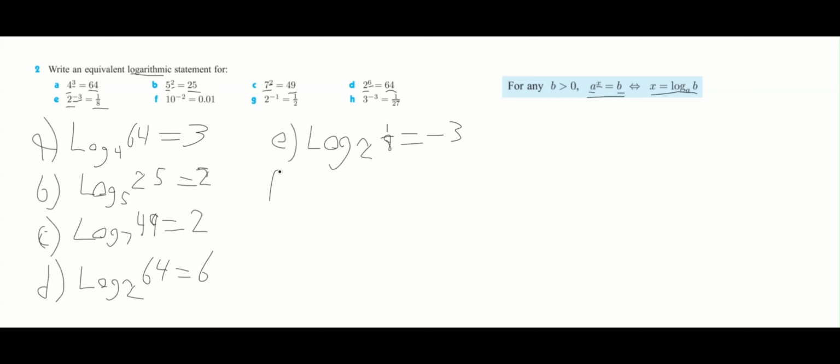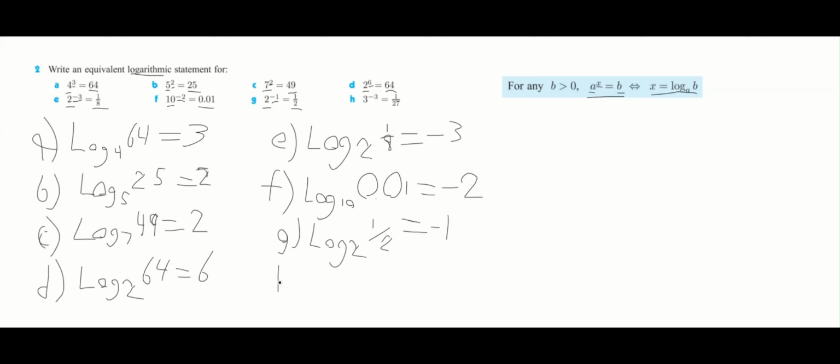And again on F, A is 10, X is negative 2, B is 0.01. So it's log base 10, 0.01 equals negative 2. And then G, so A is 2, X is negative 1, and then B is 1 over 2. So base is A, so it's 2. Then it's B, so it's 1 over 2. And then equals X, which is negative 1.